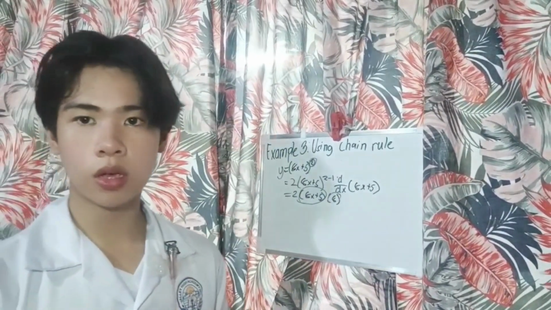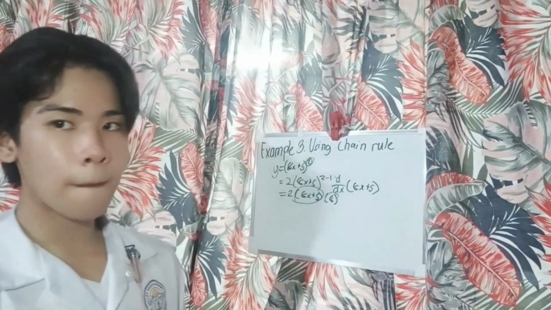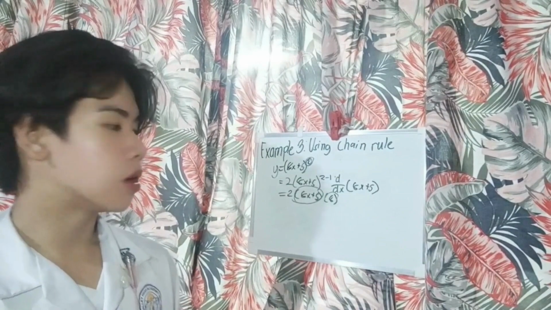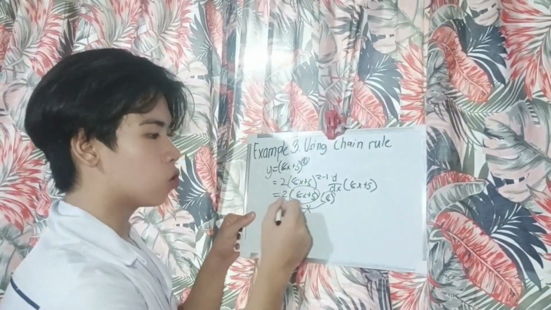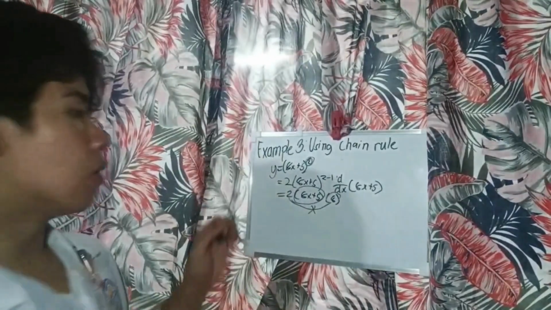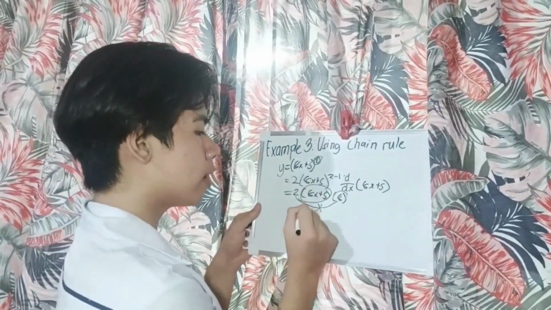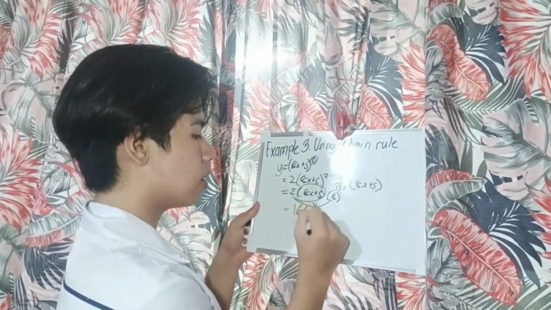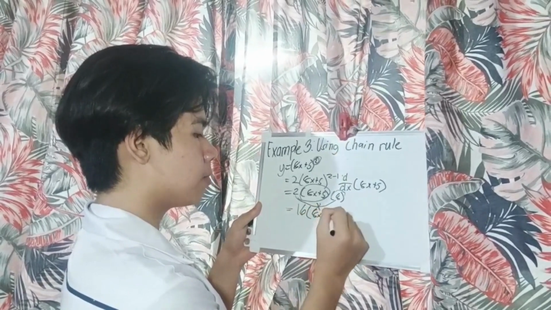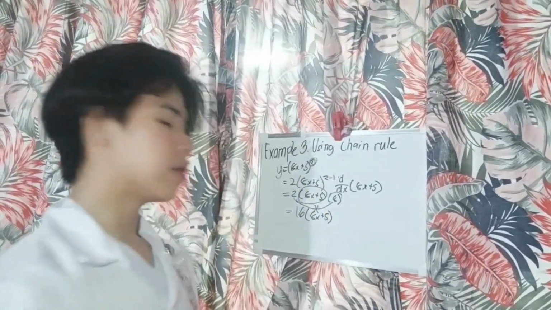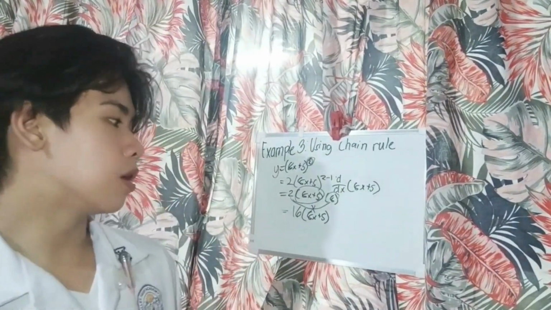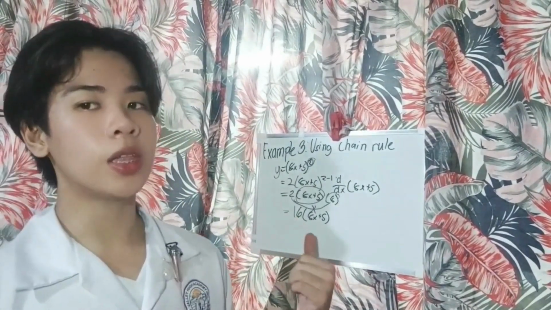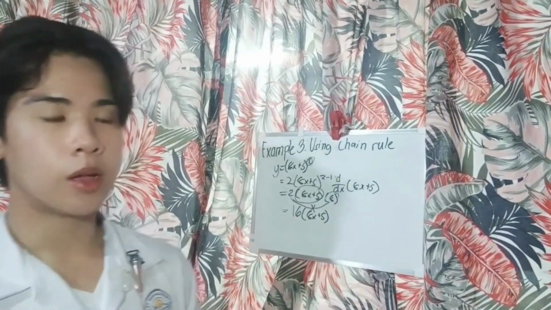So what do we do next? What we do next is multiply 2 by 8. So 2 times 8 is 16, times 8x plus 5. So this is the second last step. We just need to multiply 16 by 8x plus 5.